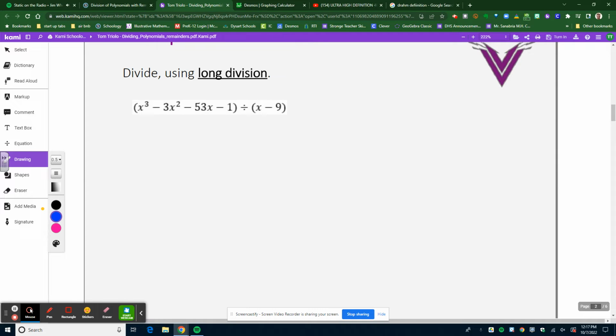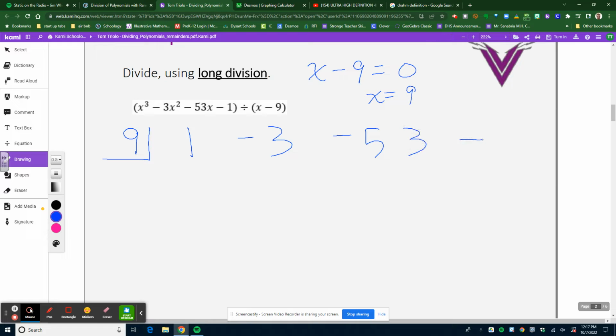So when you're using synthetic division, you take your divisor and you're trying to find the 0. And the 0 in this case is 9. So synthetic division. Set up the 9 backwards. Write your coefficients: 1, -3, -53, and -1. Notice I'm spacing them out so they don't look like that's -53 minus 1. Space underneath your coefficients. Drop a horizontal line.